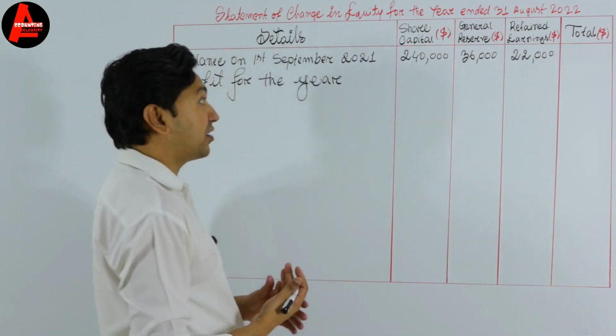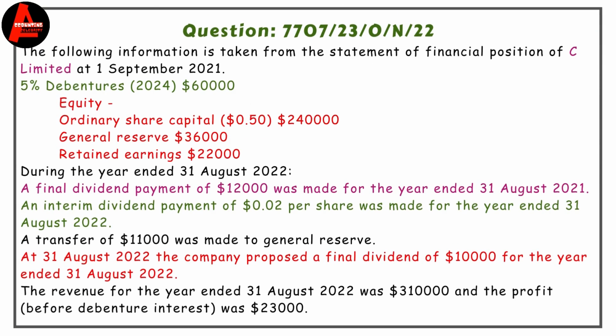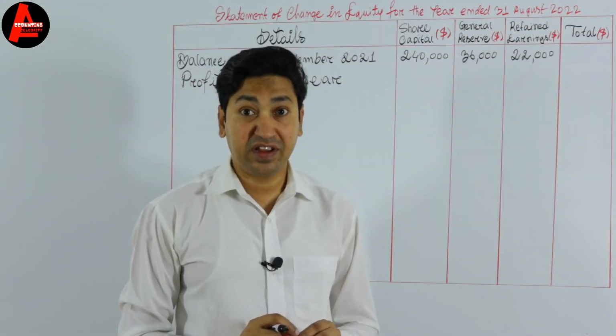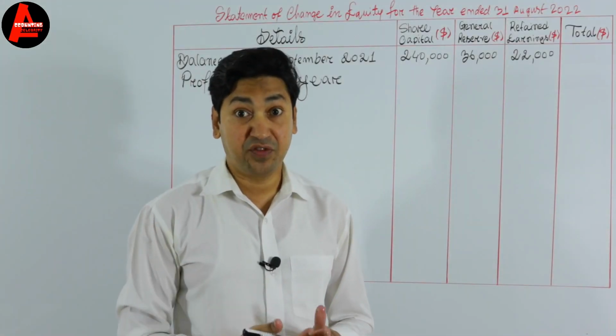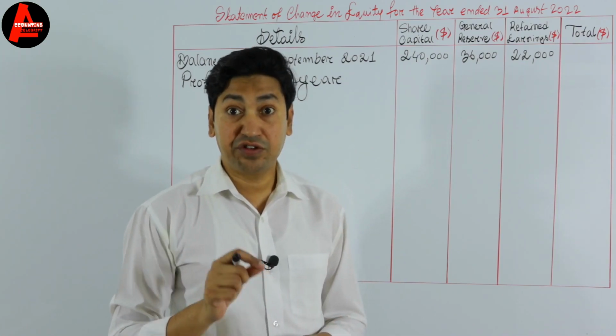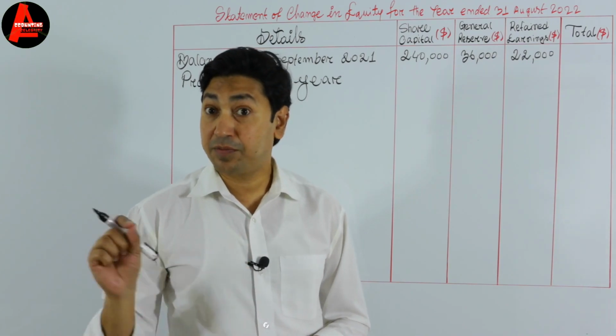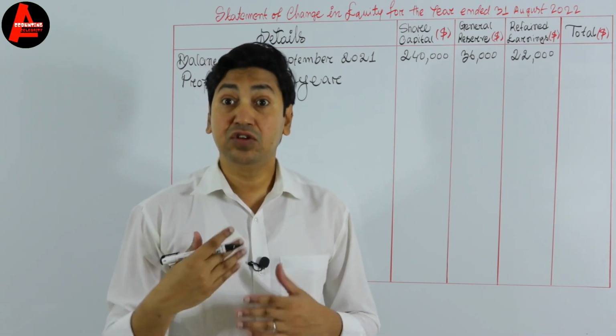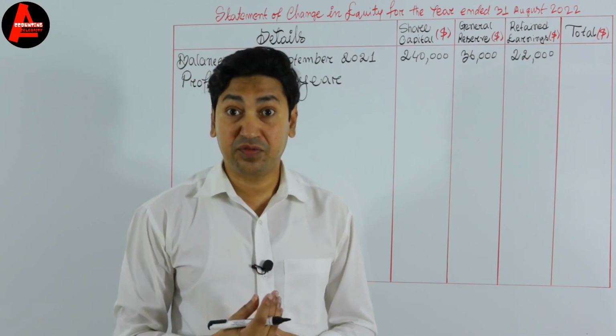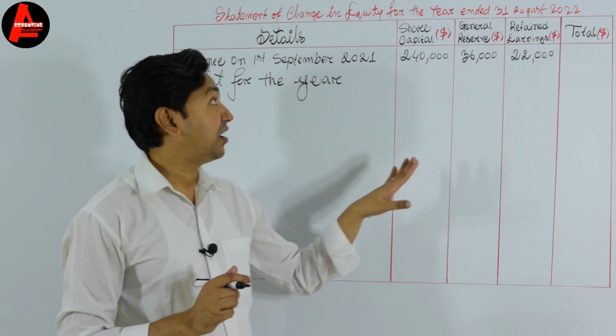So here in the question we have an adjustment. Let us have a look at it. Revenue for the year ended 31st August 2022 was $310,000 and profit before debenture interest was $23,000. So we have here profit for the year $23,000, but it is before the debenture interest. You know, debenture interest is an expense. So you need to subtract this expense from this balance to calculate the actual net profit for the year, which will appear in this account.